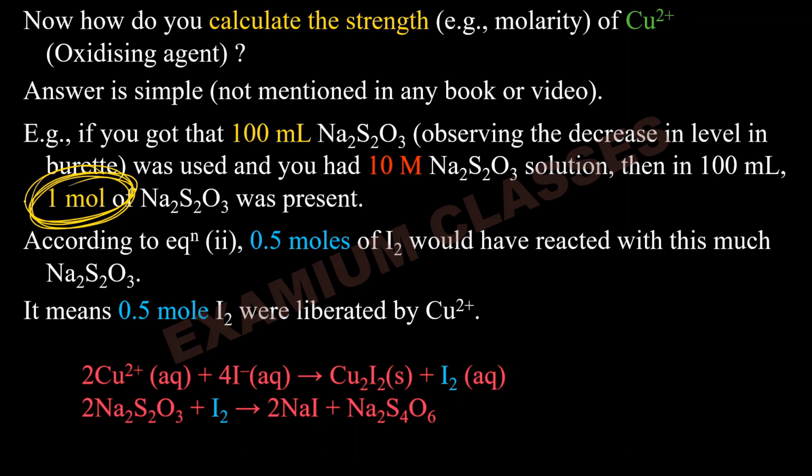So if we found that 1 mole of sodium thiosulfate was used, it means 1 mole of copper sulfate was present in the analyte, and from that we can calculate the strength, molarity, because the molarity will be number of moles divided by volume. So whatever volume of copper sulfate there was, if you know the number of moles, divide that number of moles by the volume of copper sulfate solution, you will get the strength, molarity.